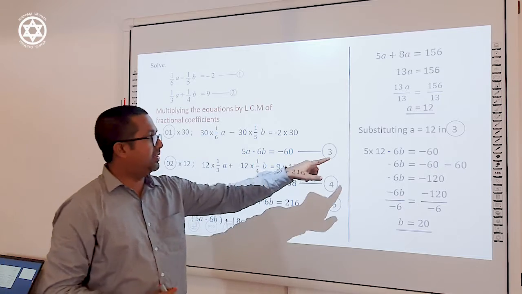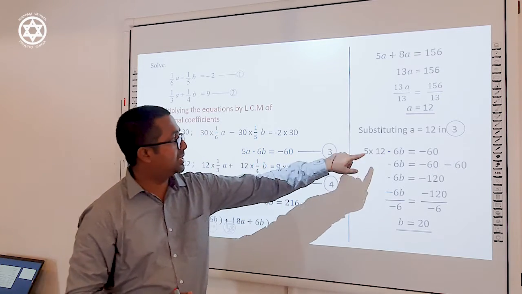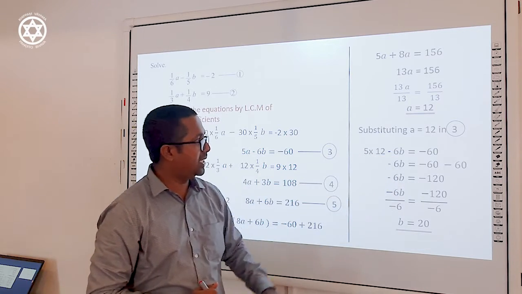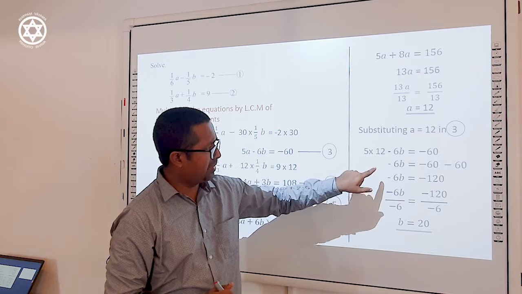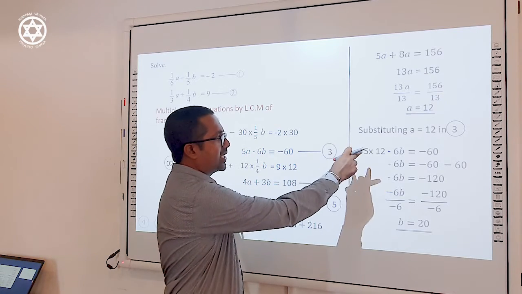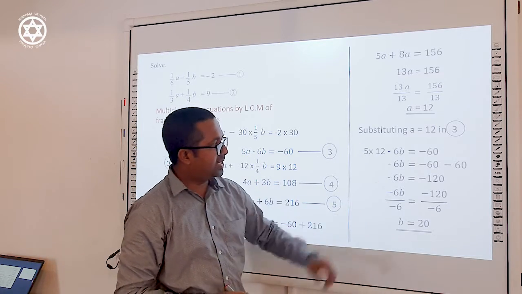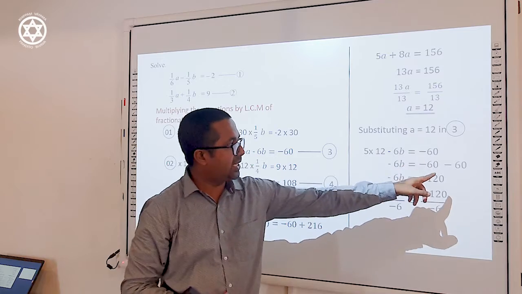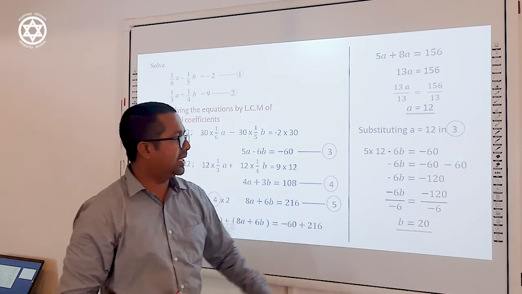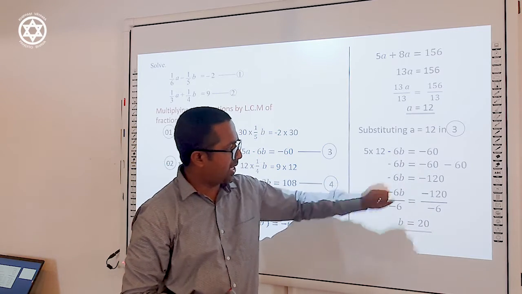We can substitute the value of a here: 5 times 12, then minus 6b equals minus 60. To make minus 6b the subject, we move that 60, 5 times 12, to the right hand side. Minus 6b is equals minus 60 with the same sign, so you must add the numerical values. Then it equals minus 120. So minus 6b is equals minus 120.